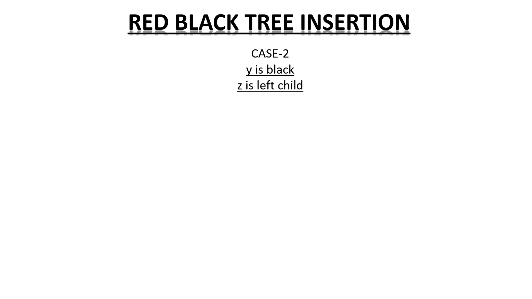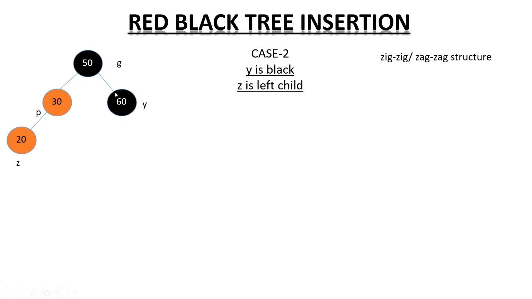Case number 2, in which Y is black, the uncle is black, and Z is the left child of P. Okay, so it is of zigzag or zigzag structure. So here we have a red black tree, and as you can see, P is the left child of G and Z is the left child of P. Another case can occur in which P is the right child of G and Z is the right child of P. So we can just assume that if we put a mirror in the middle, then we can find the alternative case. Firstly, to resolve this problem, we have to make P black.